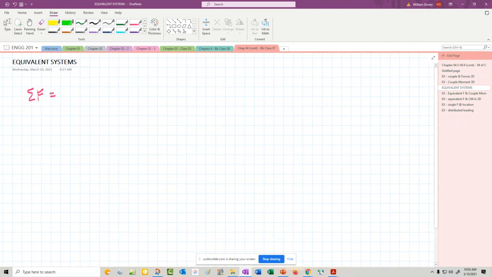Now we sum forces, and they have to equal 0 for us. A net force would cause something to translate. We sum moments, that equal 0, so they don't spin. But if we had a net moment, it would tend to cause the body to rotate. Okay?